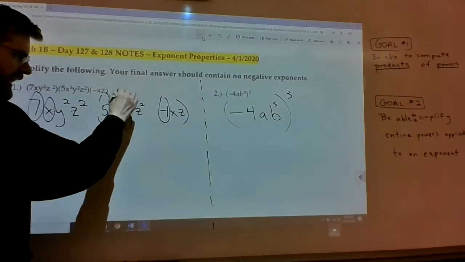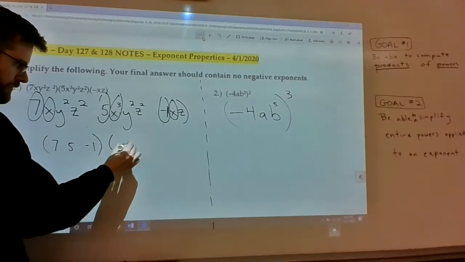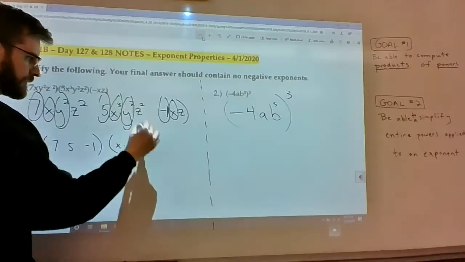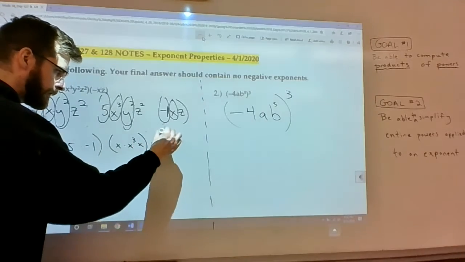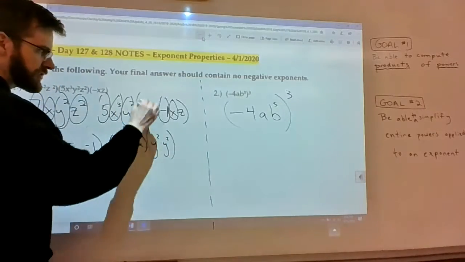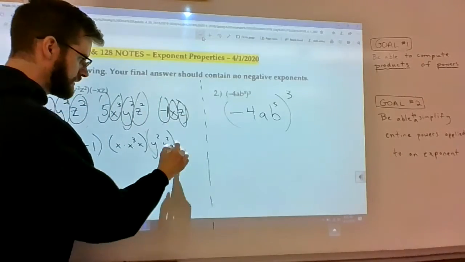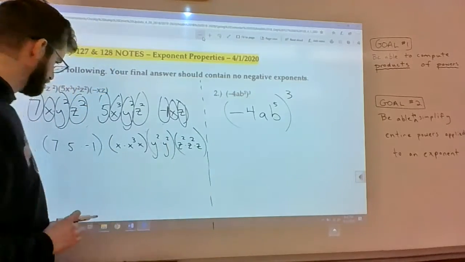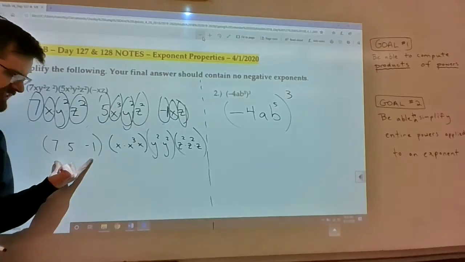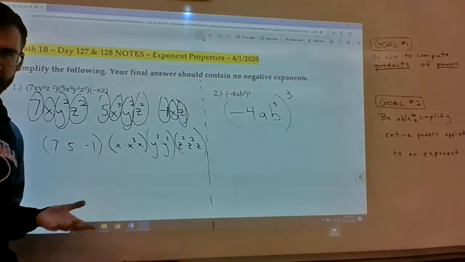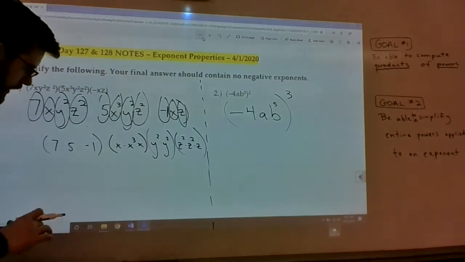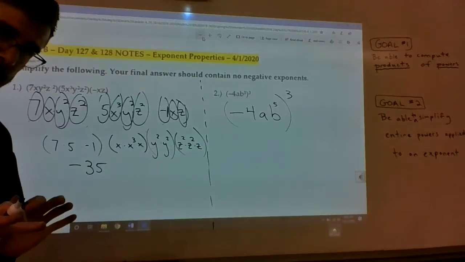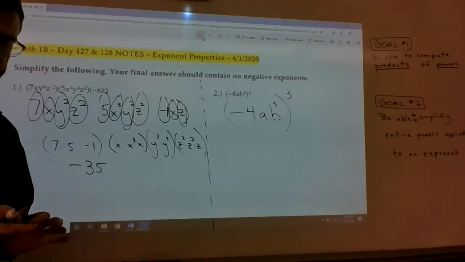We can also do that with the x's. We can do that with the y's. And we can do that with the z's: z squared and z. All right, so the first one isn't too much of a brain buster, right? 7 times 5 is 35, times negative 1, negative 35.